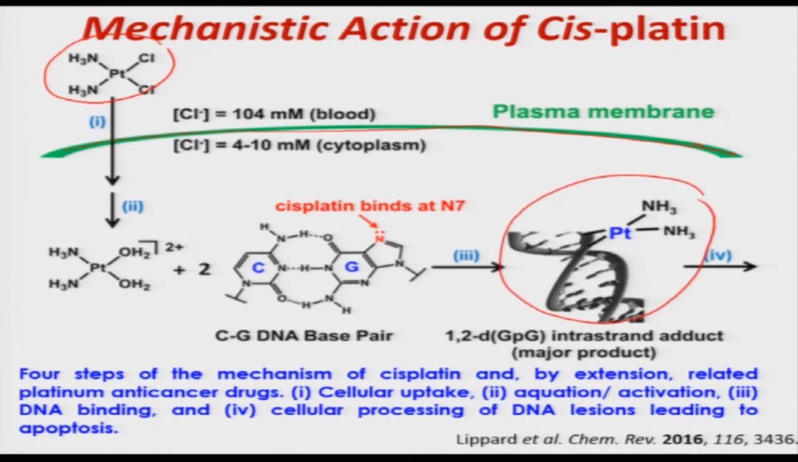Once cisplatin binds to the DNA, it goes to the cellular processing of the DNA lesions, leading to apoptosis. So, cisplatin comes inside the cell, binds with the DNA and forms the interstrand product, and then the cell dies, and this is what is happening with cisplatin.